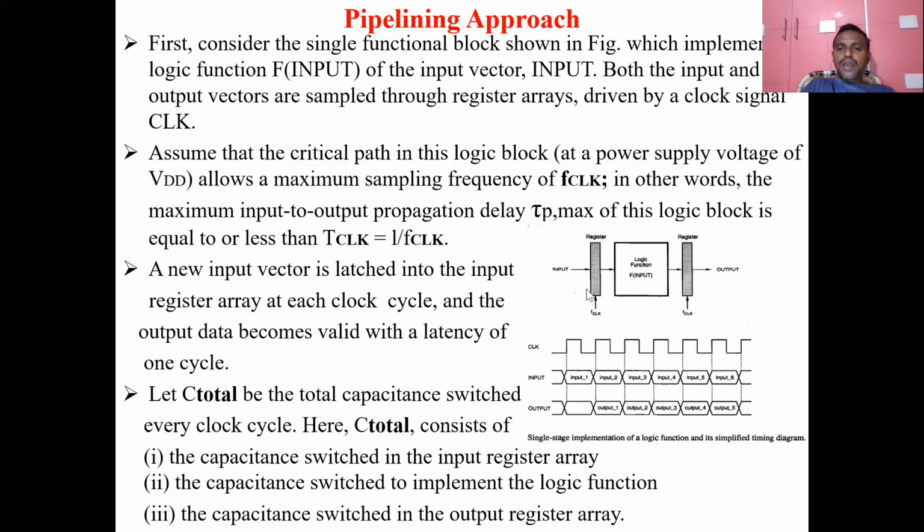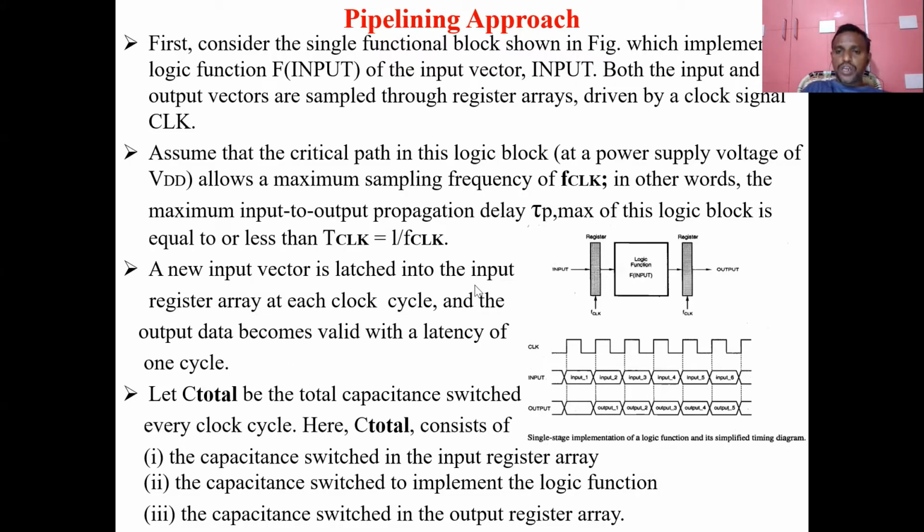As we apply the input for every clock cycle, the output will be delayed by 1 clock cycle. That is nothing but the latency here. A new input vector is latched into the input register array at each clock cycle, and the output data becomes valid with a latency of 1 cycle. Immediately we cannot get the output for the given input vector, but the corresponding output we will get after 1 clock cycle delay, or latency.